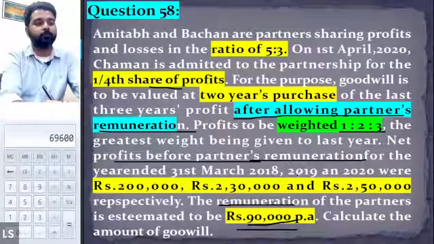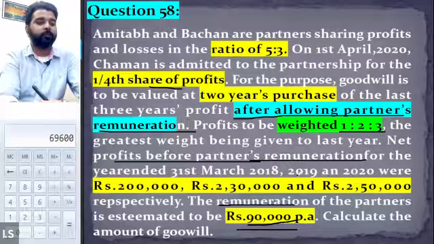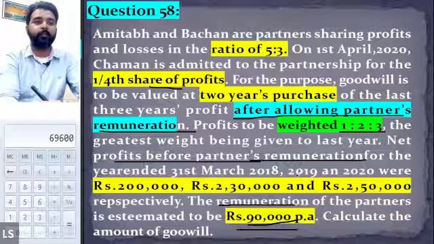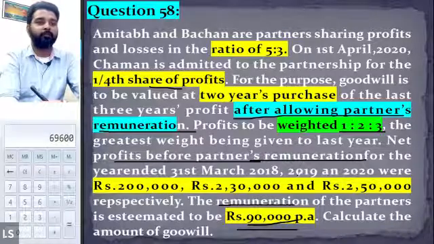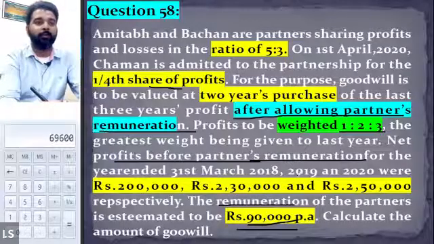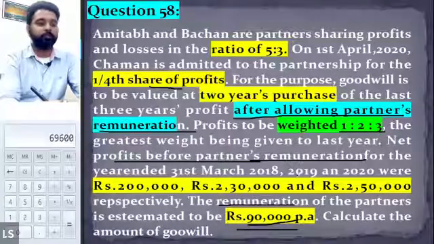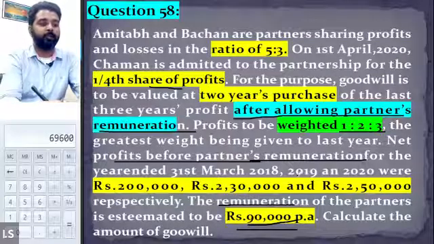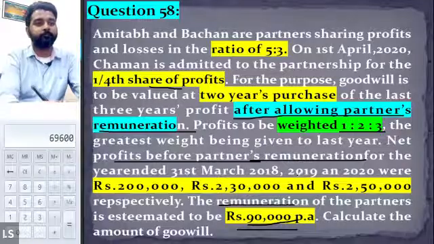Yes, Alexander. So what will the weights be? Weights will be 1, 2, 3. That is given in the question. And the greatest weight will be given to the last year. That means 3 will be given to the year 2020. Then 2 will be given to 2019 and 1 will be given to the profit of 2018. Oh, okay, sir.